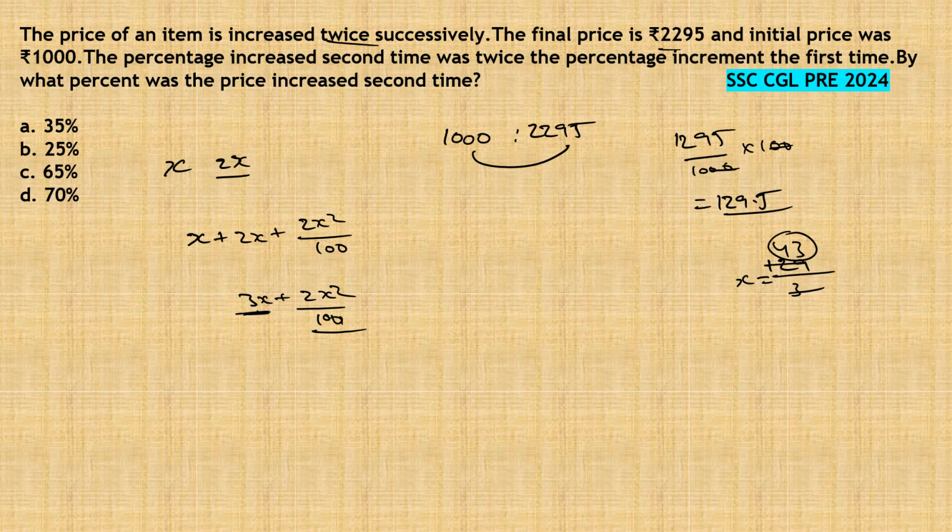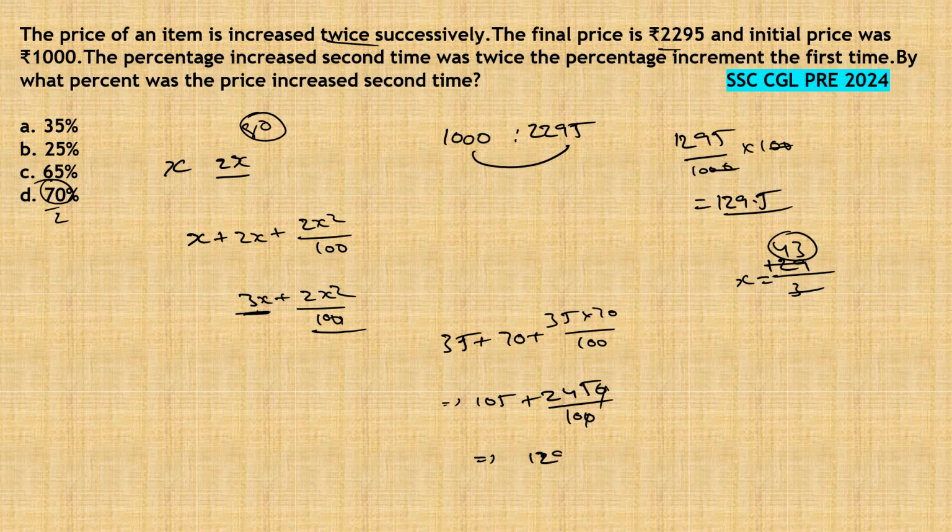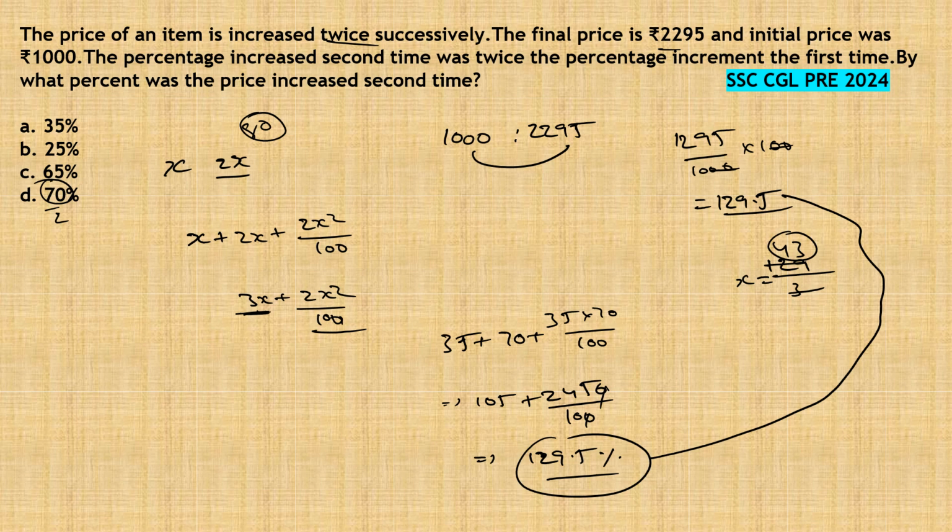If x is 43 and 2x is around 80, you can check the options, that is 70% is nearest to 80. That is x is 70 by 2, that is 35. 35 plus 70 plus 35 into 70 divided by 100. Okay, 105 plus 35 into 70 is 35 7s are 245, 2450 divided by 100. That is, there is an increase of 129.5%. So the option satisfies here, and the option is 2x equals 70%.